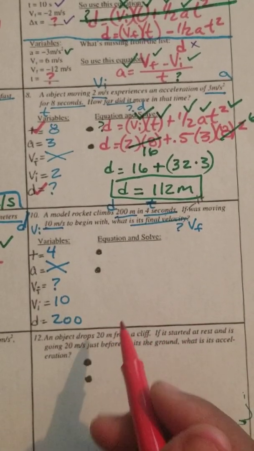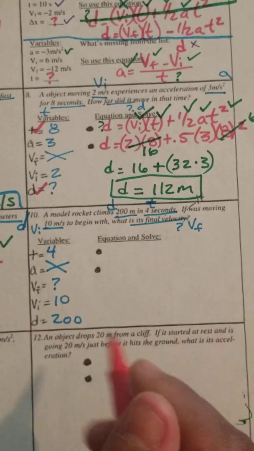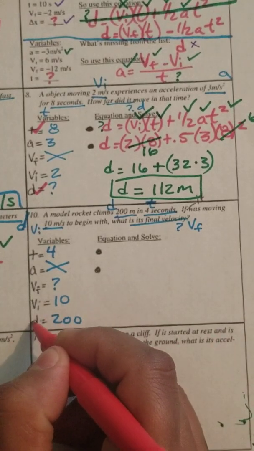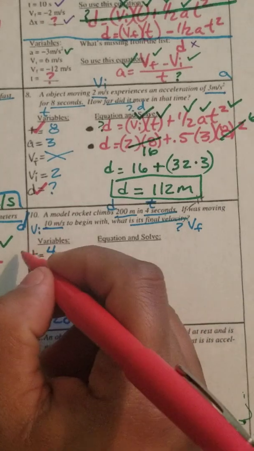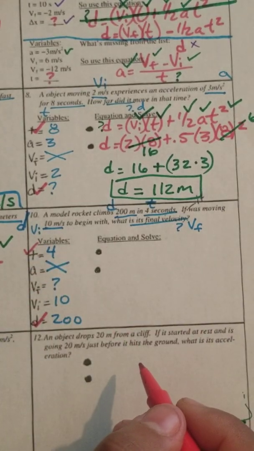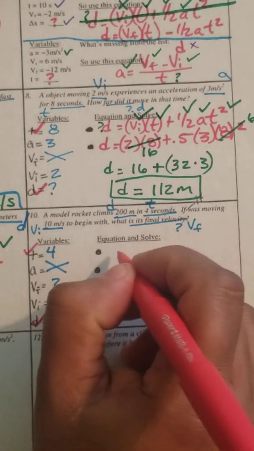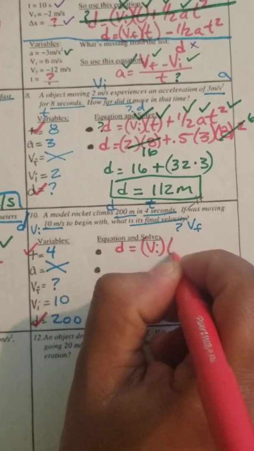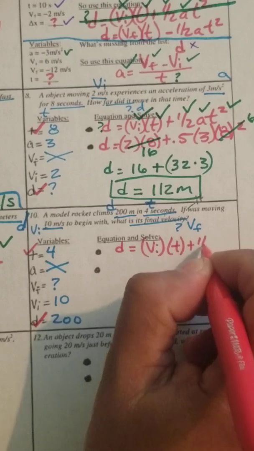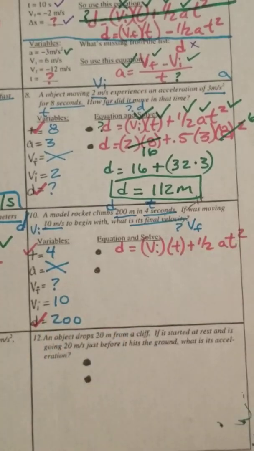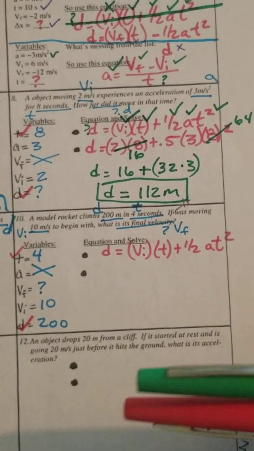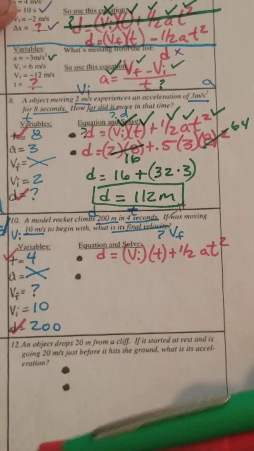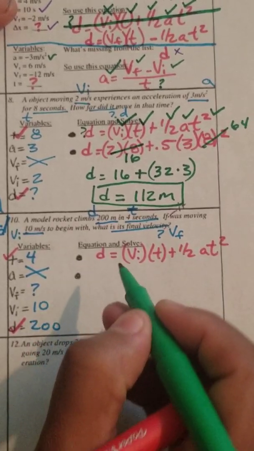Use your flow chart. Was D ever involved in the equation? Yes, it was. Was T ever involved? Yes, it was. So my flow chart actually tells me go ahead and use this equation. D equals VI times T plus 1/2 AT squared. What did I say? We don't just trust it and take it. We're going to go ahead and first double check it.